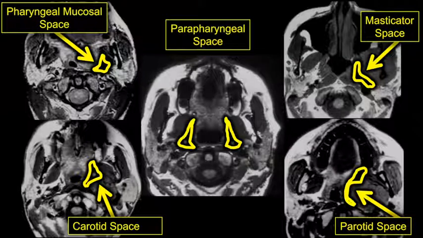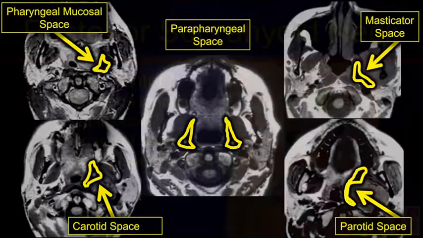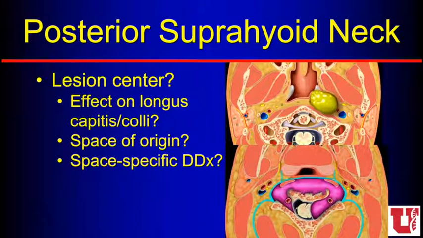So I can find the fat, I can think about how it's displaced, then I assign a space of origin of the lesion, and I can make a space-specific differential based on the imaging characteristics, and I think about what pathology normally happens to that anatomy. Same thing in the posterior suprahyoid neck. I can find the longus colli and capitis complex and think about how it's affected by the pathology to help me guess that space area.